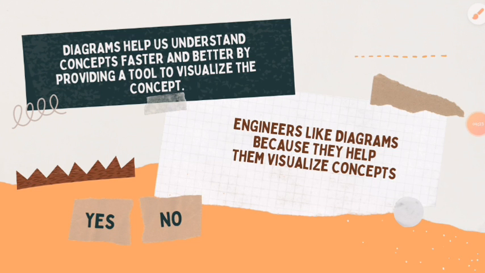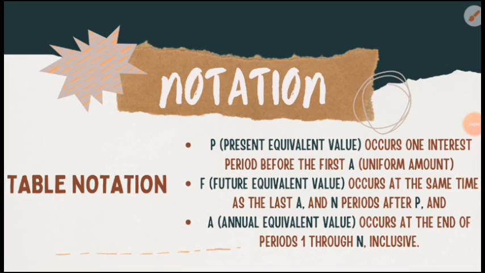As I said earlier, diagrams help us understand concepts faster and better by providing a tool to visualize the concept. Engineers like diagrams because they help them visualize concepts. So, table notation: P, the present equivalent value, occurs one interest period before the first A uniform amount. F, the future equivalent value, occurs at the same time as the last A and n periods after P. And last, A, the annual equivalent value, occurs at the end of periods 1 through n inclusive.